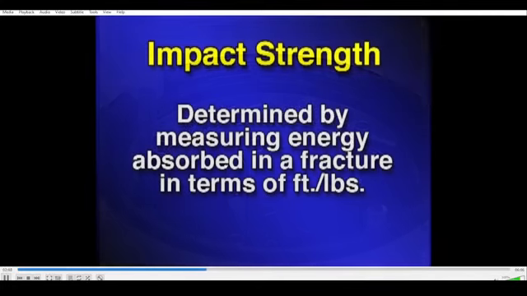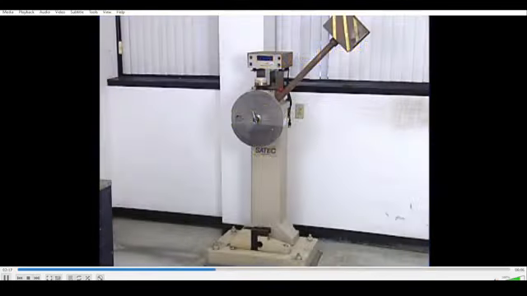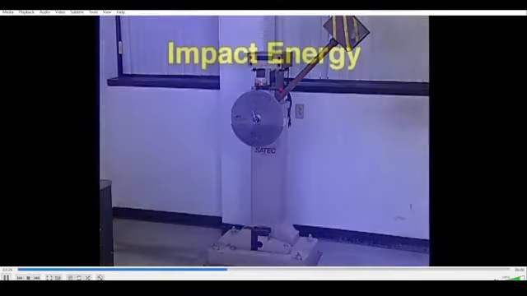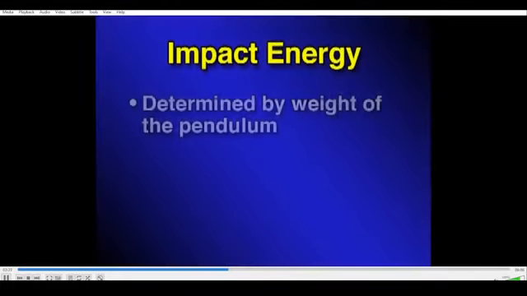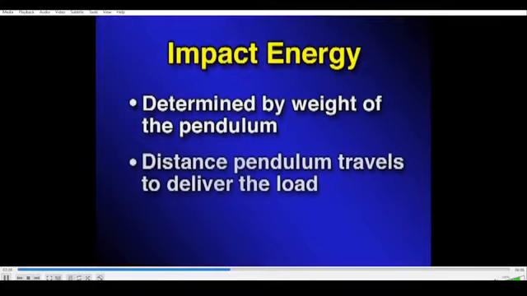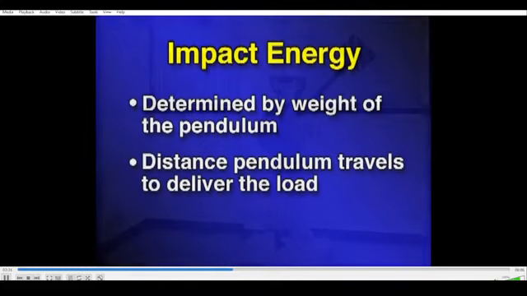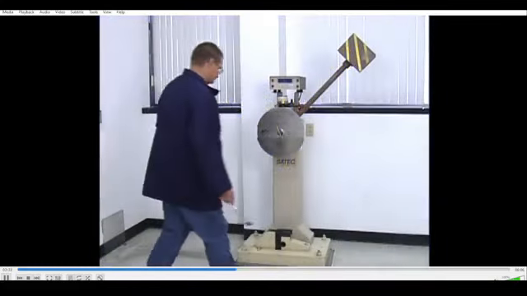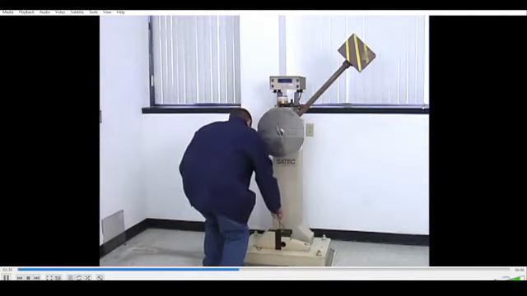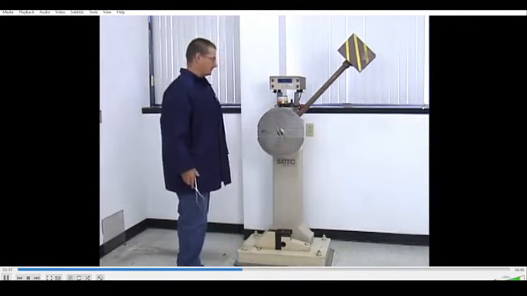The impact strength of a material is determined by measuring the energy absorbed in the fracture in terms of foot-pounds. The Charpy impact machine provides the impact force with a free-falling pendulum, which can produce as much as 300 foot-pounds of energy. The amount of energy depends on the weight of the pendulum and the distance it travels to apply the load. The test specimen is placed in the support fixture against the anvil at the base of the machine.